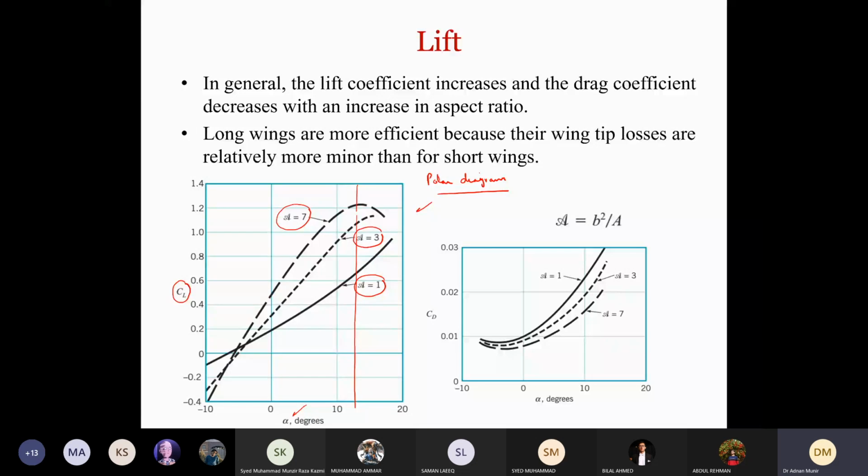I'll discuss aspect ratio a bit later, but for now, just an observation: this is alpha critical. Before alpha critical, lift force increases with alpha; after alpha critical, what happens? The lift force decreases with alpha. Beyond this point we have the stall condition. You remember, stall condition is when we increase the angle of attack, and the lift force, instead of increasing, decreases. And why do we have this stall condition? Because of flow separation.